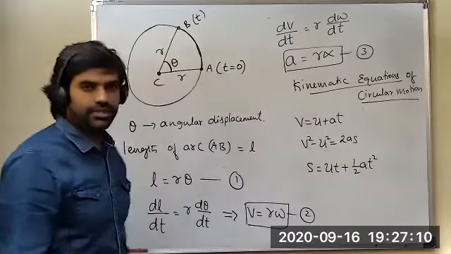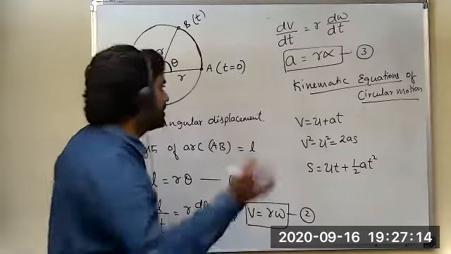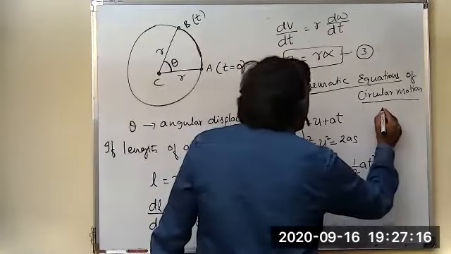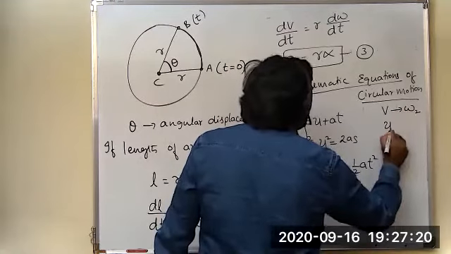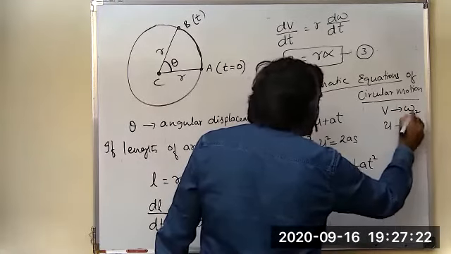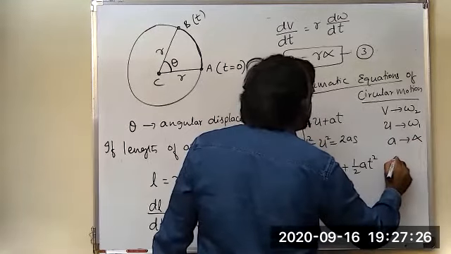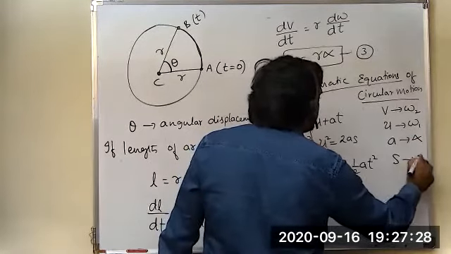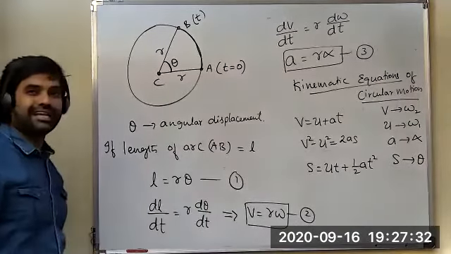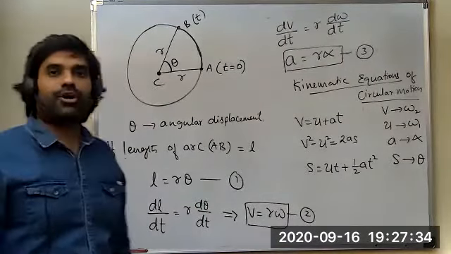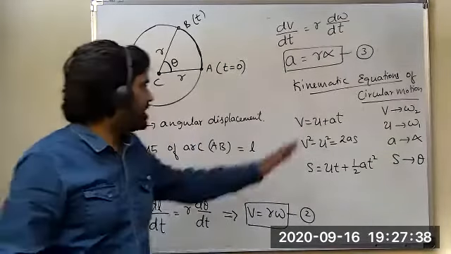Now, every time, students, if you want to write the general kinematic equations of circular motion, keep in mind that V is replaced with omega 2, the final angular velocity. U is replaced with omega 1, the initial angular velocity. a is replaced with alpha, angular acceleration. S is replaced with theta. That's it. Listen, students, if you want to describe the motion of a body on a circle, we can use the kinematic equations as they are with small changes.